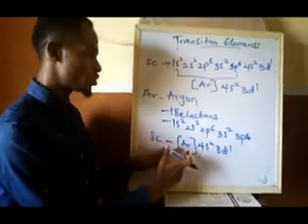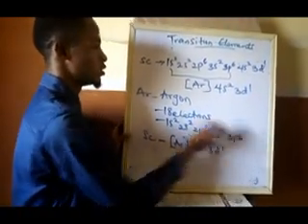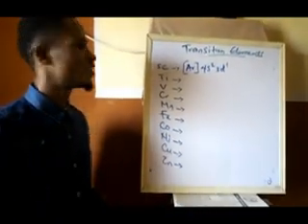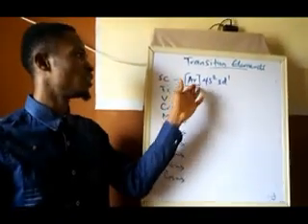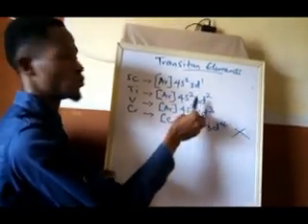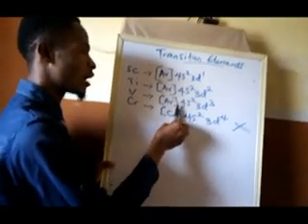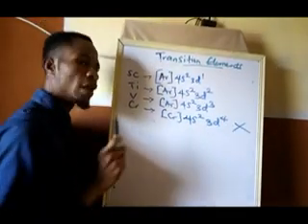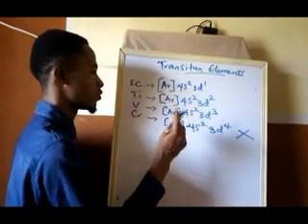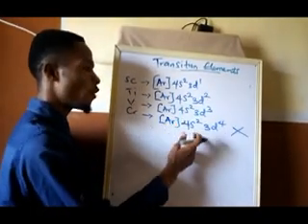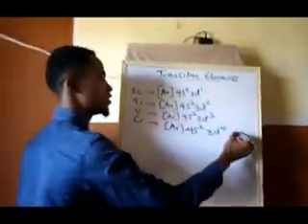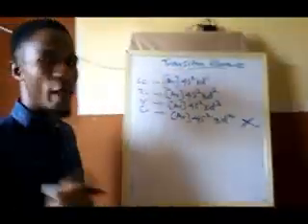This is representing this. In continuation, we have scandium to be Ar 4s2 3d1, titanium Ar 4s2 3d2, vanadium Ar 4s2 3d3. Now our chromium should have been Ar 4s2 3d4, but this is wrong. Why?